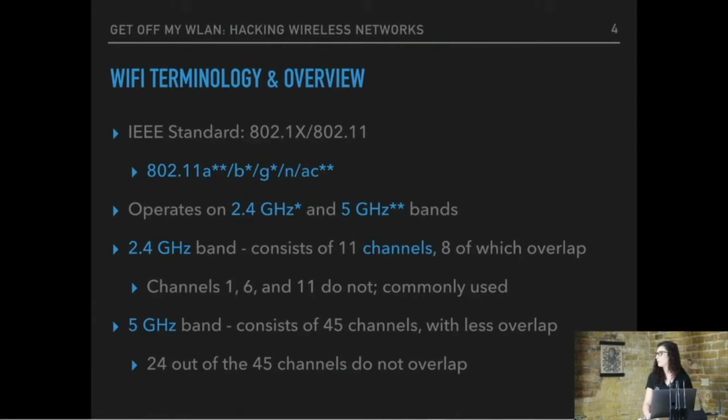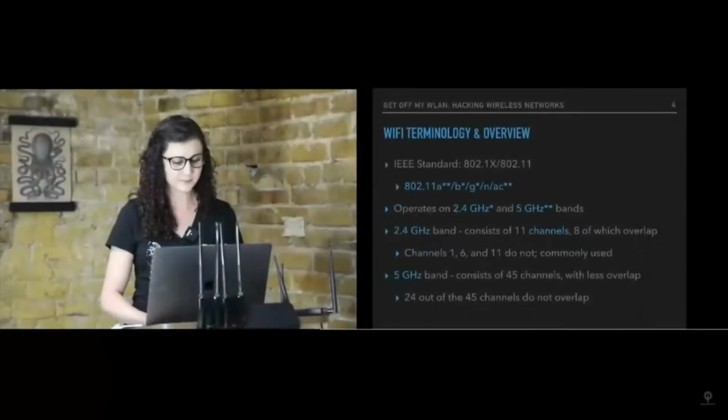And the 2.4 gigahertz band consists of 11 channels, 8 of which overlap. So channels 1, 6, and 11 are commonly used in this configuration because these channels do not overlap. The 5 gigahertz band consists of 45 channels, and it has a lot less overlap, with 24 out of the 45 channels not overlapping. So there's a lot less interference with that band.